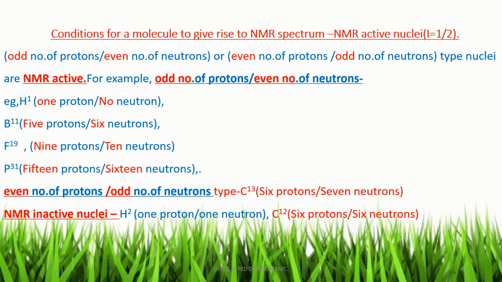Similarly, another nucleus, boron 11. Here the atomic number is 5 and the mass number is 11. So 11 minus 5 is 6. So the B11 nucleus contains 5 protons and 6 neutrons. This is also an example for the odd-even type. Another example is fluorine 19. The atomic number of fluorine is 9. It contains 9 protons and 19 minus 9, that is 10 neutrons. So it is an example for the odd-even type.